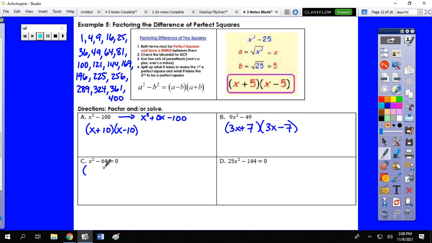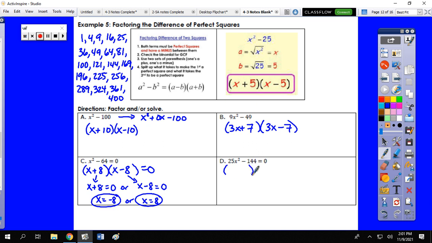X squared minus 64 factors into x plus 8 and x minus 8. Because the square root of 64 is 8, the square root of x squared is x. We would then break those up into two separate equations, x plus 8 equals 0, or x minus 8 equals 0, which would give us our solutions of x equals negative 8 or x equals positive 8.